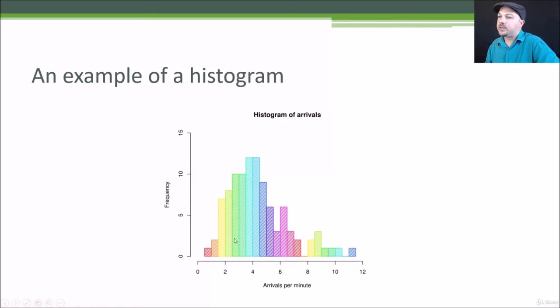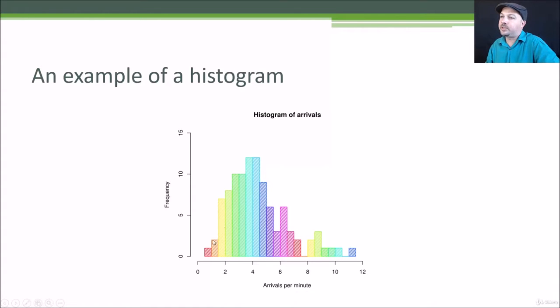But then we had these outliers. We had one really slow day that only had 1 arrival per minute, and we only had one really fast day where we had almost 12 arrivals per minute. So again, the way to read a histogram is look up the bucket of a given value, and that tells you how frequently that value occurred in your data.